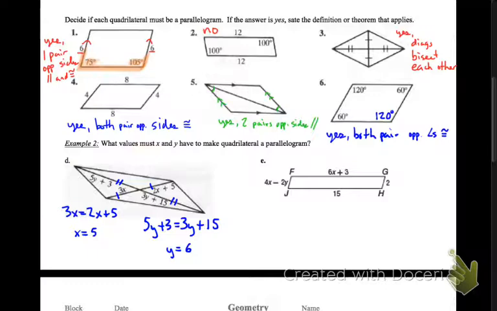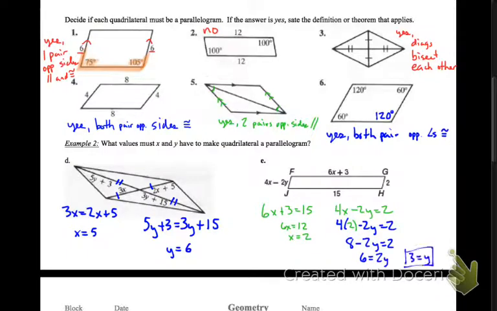On the next example, in order for this to be a parallelogram, these opposite sides have to be congruent. So set those things equal to each other. I got one equation that has one variable. I have another equation that has 2 variables. Solve that one first. If you had a system of equations, we'd have to use substitution or something else. Once we know that x is equal to 2, plug it in so that we can figure out what y is. y ends up equaling 3.